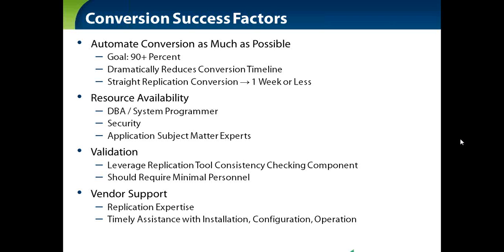Resource availability. It's critical that we have access to DBAs and systems programmers when needed. Security, typically up front, security is critical to make sure that the authorizations are set and so on. And then most important are application subject matter experts or access to application folks that know the way the application behaves. They know any kind of special transformations outside of straight replication, why it's there, what it accomplishes. And so we see that DBA, security, systems folks get involved early. The application SMEs get involved later, all the way through validation.